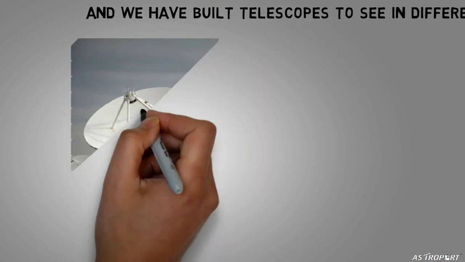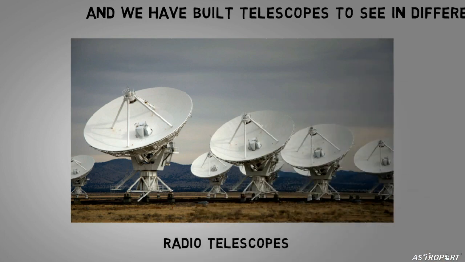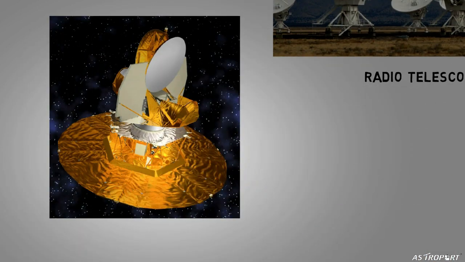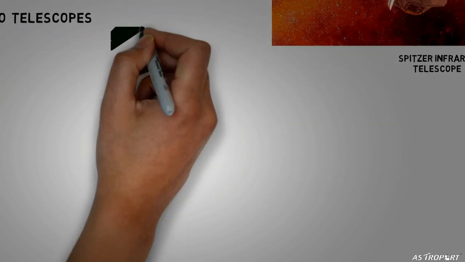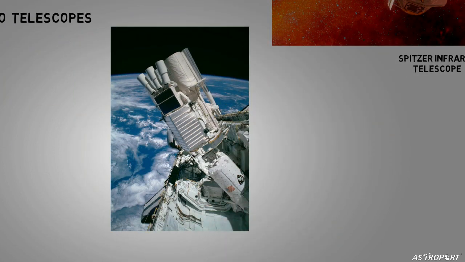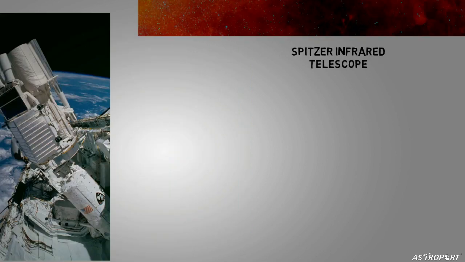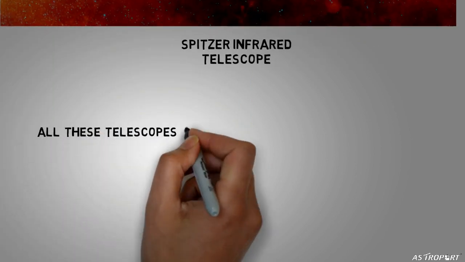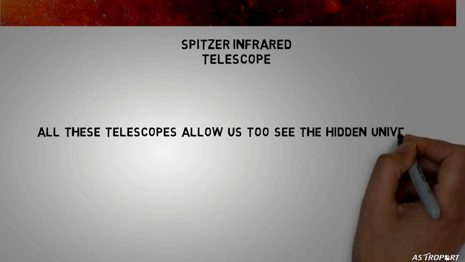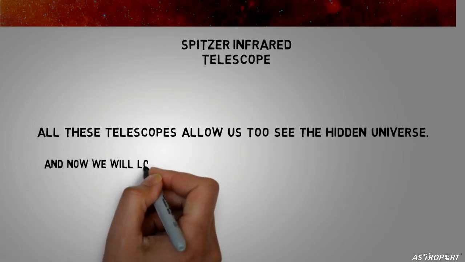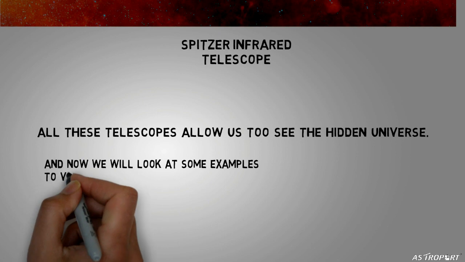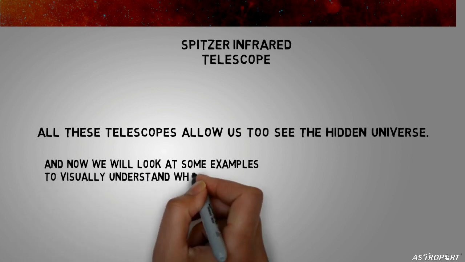For example, we have radio telescopes to see objects which emit radio waves. We have microwave telescopes to study the cosmic microwave background radiation. We have infrared telescopes to see things which emit infrared light. We have ultraviolet telescopes to see things which emit UV light. You get the idea basically. And all of these different telescopes have allowed us to see the parts and objects of the universe which would otherwise be hidden if we only used the visible telescopes. So, now that I have explained everything, it is time to visually understand these things by looking at some examples.